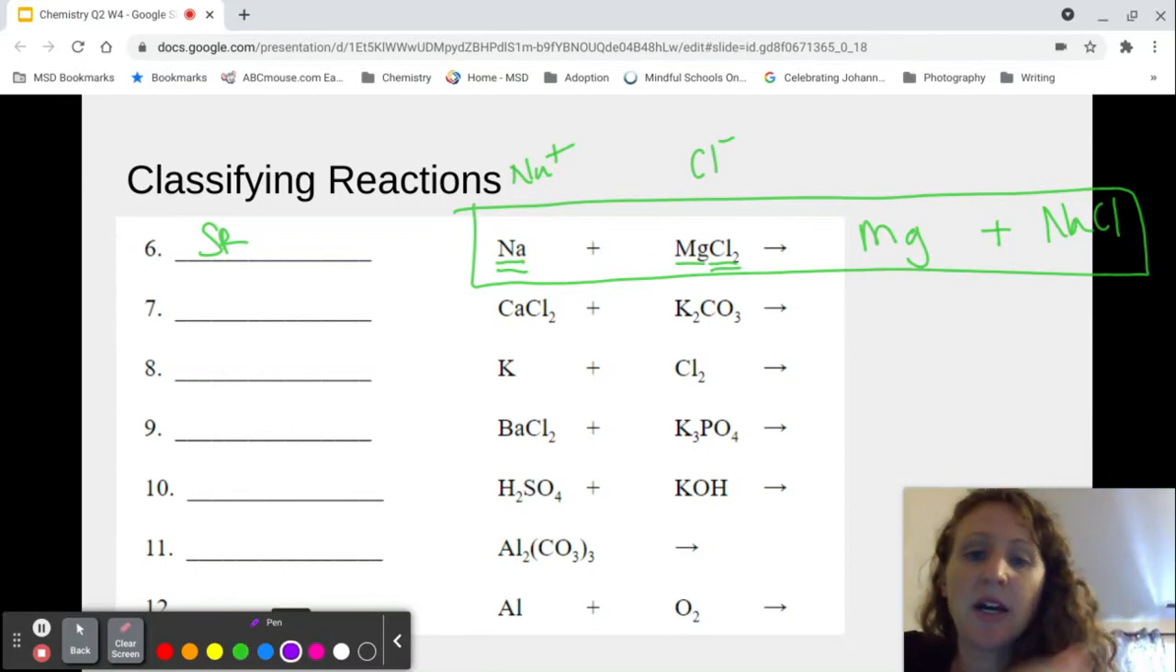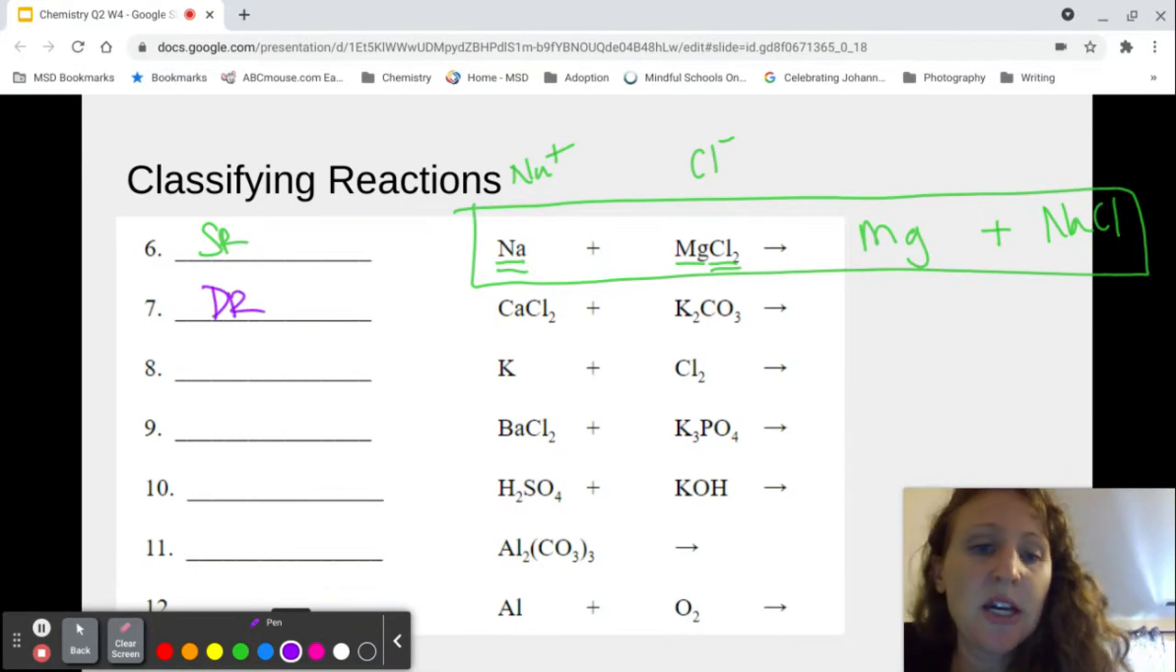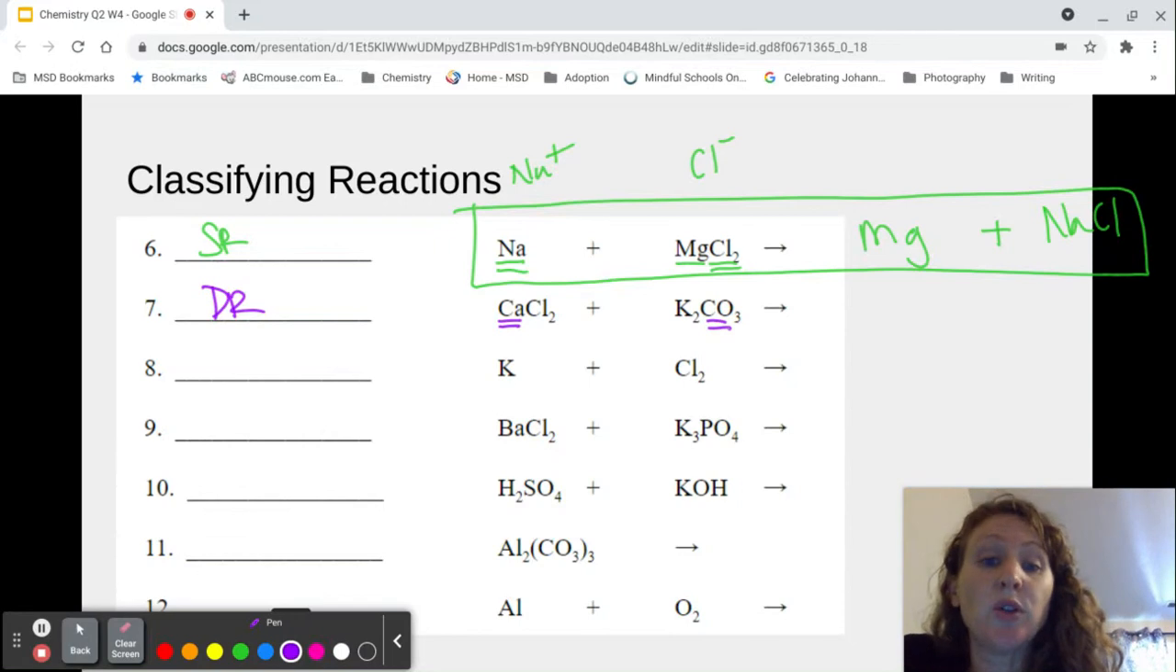Let's do another one. All right, 7 is going to be a double replacement reaction. So the ions are going to switch place. My cation here will connect with my anion here. Again, I'm forming two new ionic compounds. I know that with a double replacement reaction, my products are going to be two new ionic compounds.